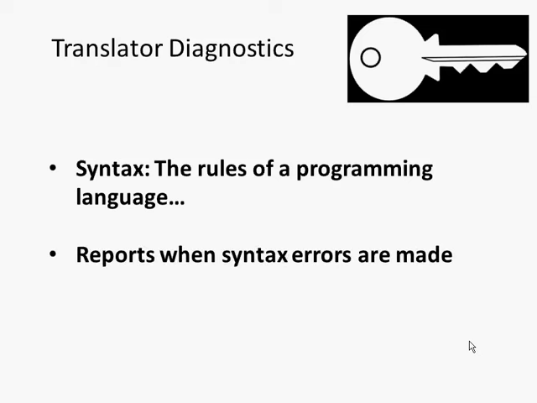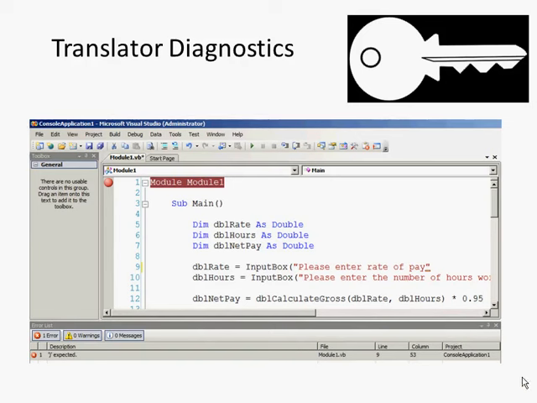So translator diagnostics is where the IDE reports when syntax errors are made. It can suggest solutions, as in this screenshot here, where if you've got a keen eye, you can see that there's a little red box underneath that quotation mark there, and if I look in my errors list in VB.NET, I can see it's telling me that the closing parenthesis, the rounded bracket, is expected. So to fix that code, I'd put my rounded bracket on the end of my input box command here, and the syntax would be correct.